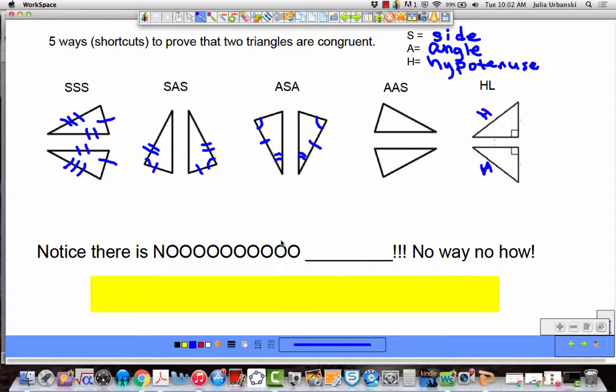Let's keep going in order. We'll get to that one. This one's the angle, side, angle.